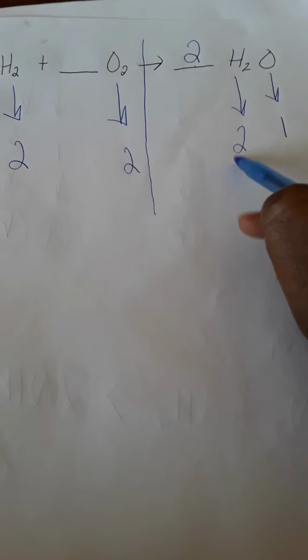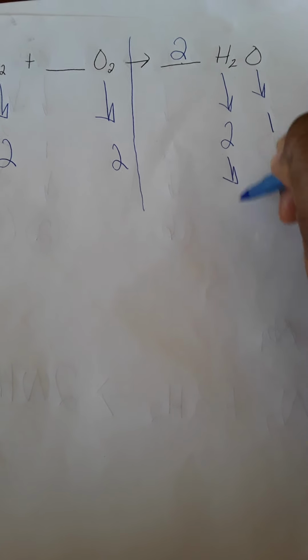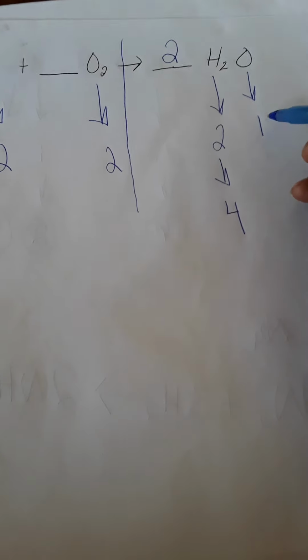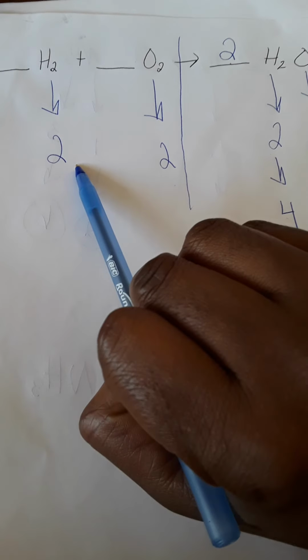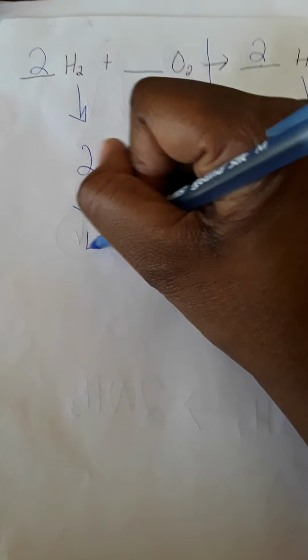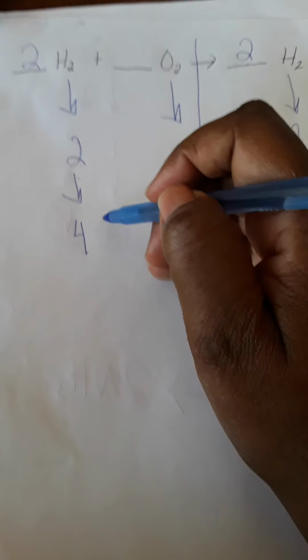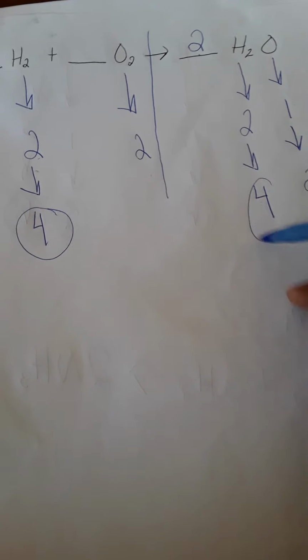Well, what happens when I do that? That means 2 times this 2 would give me 4. And 2 times this 1 would give me 2. But when I did that, yes, my oxygens balanced, but it threw my hydrogens out of balance. So in order for me to get my hydrogens to balance, I would have to multiply by 2 here because 2 times 2 would give me 4. So now I have 4 hydrogens, 4 hydrogens, 2 oxygens, 2 oxygens.